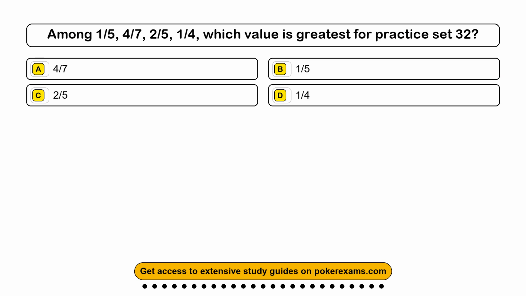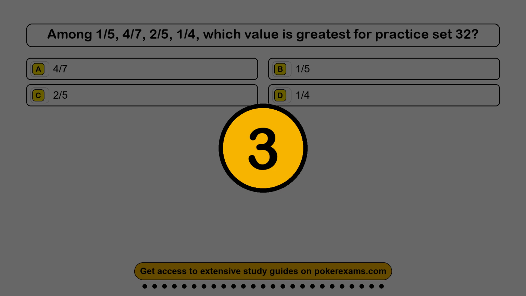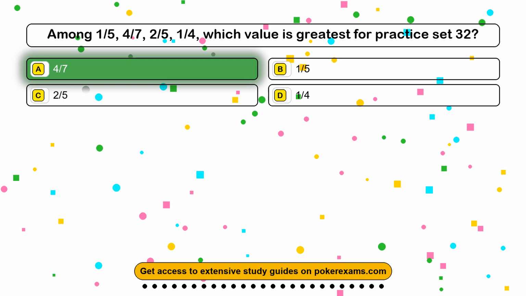Question 2. Among 1/5, 4/7, 2/5, 1/4, which value is greatest for practice set 32? Option A, 4/7. Option B, 1/5. Option C, 2/5. Option D, 1/4. The correct answer is option A, 4/7.